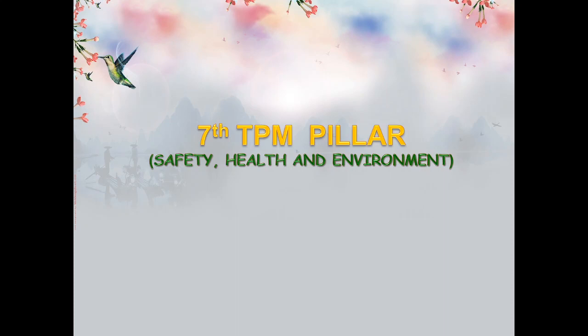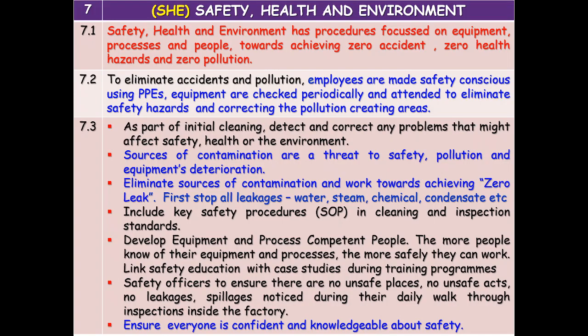We come to the seventh pillar, that is SHE, that is safety, health, and environment. Safety, health, and environment has procedures focused on equipment, processes, and people towards achieving zero accidents, zero health hazards, and zero pollution. To eliminate accidents and pollution, employees are made safety conscious using PPEs. Equipment is checked periodically and attended to, to eliminate safety hazards and correct pollution-creating areas.